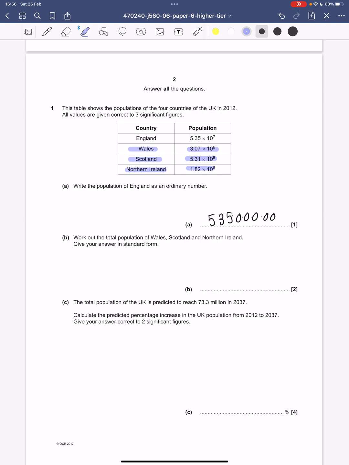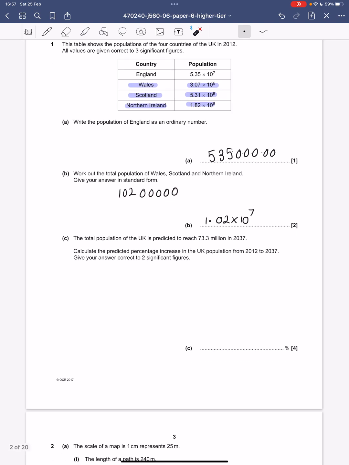And it says give your answer in standard form. Well, the answer on the calculator is 102 and 5 zeros. So in standard form, that's 1.02 times 10 to the power 7. Okay, just put the decimal place there: 1, 2, 3, 4, 5, 6, 7.